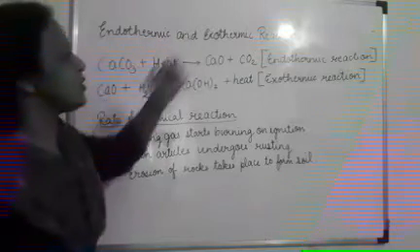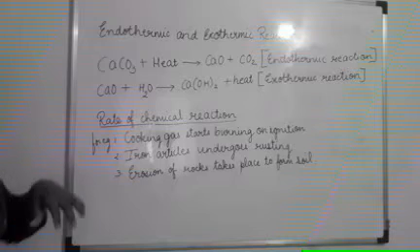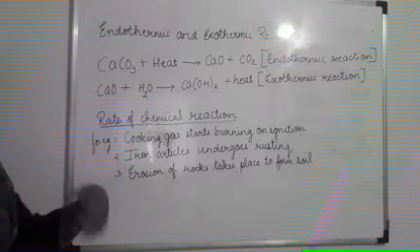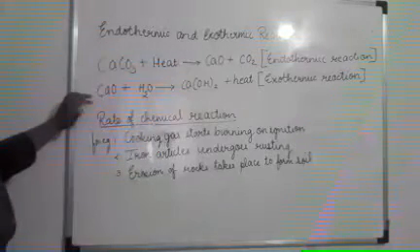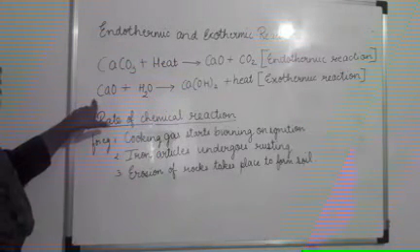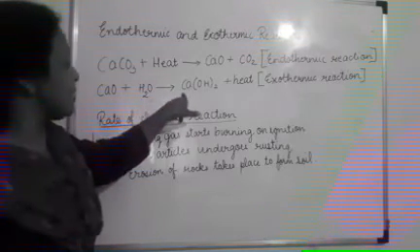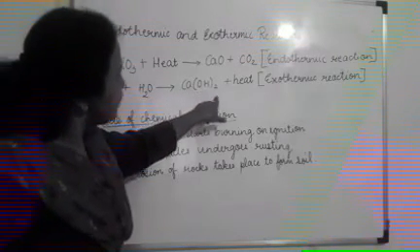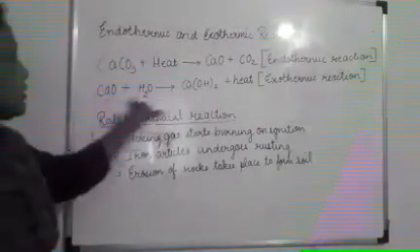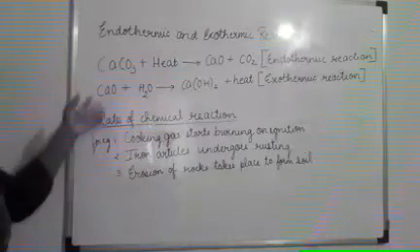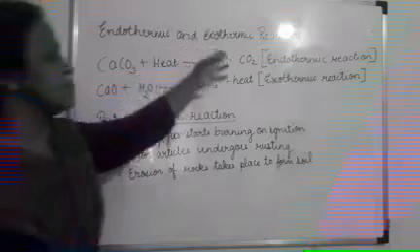Now, what do we mean by an exothermic reaction? An exothermic reaction is one where heat is given out while forming the product. In this chemical reaction, you can see calcium oxide, when it reacts with water, gives you calcium hydroxide plus heat. Here heat is being given out. Therefore, a chemical reaction in which heat is given out is called an exothermic reaction.